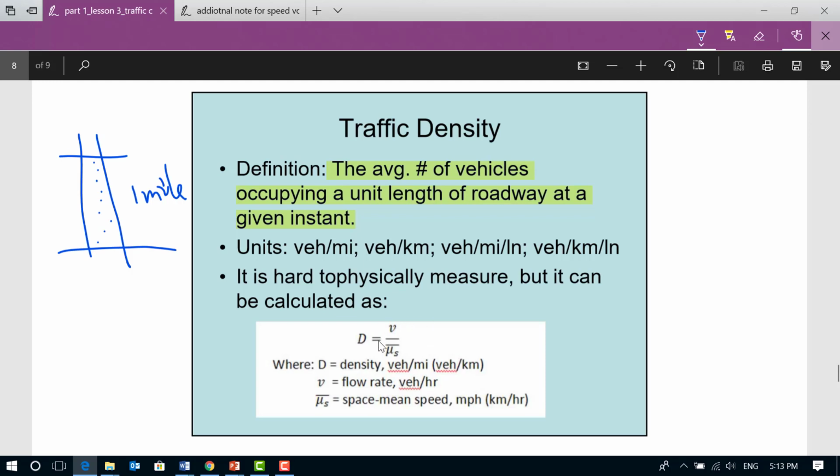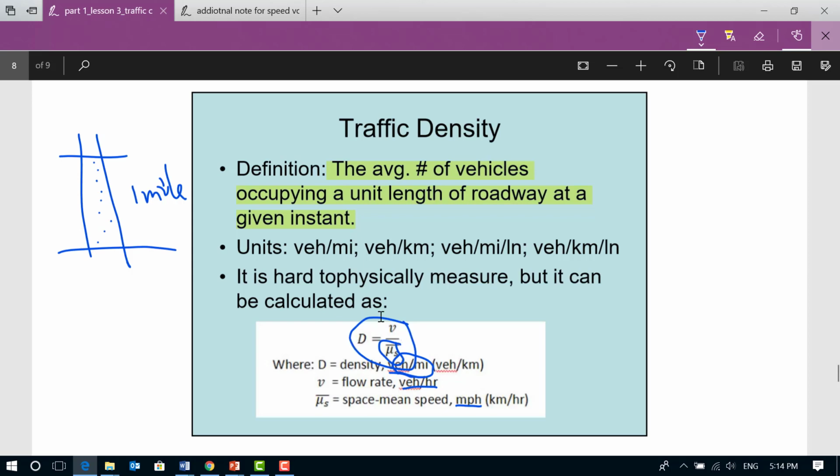What is the relationship between volume, density, and speed? Their relationship can be expressed by using this equation. The density equals volume divided by the speed. As we discussed before, the speed usually is the space mean speed. Based on their units, you can also know the density. The vehicles per mile equals vehicles per hour divided by miles per hour. So from the units, you can also deduce this correlation right here.